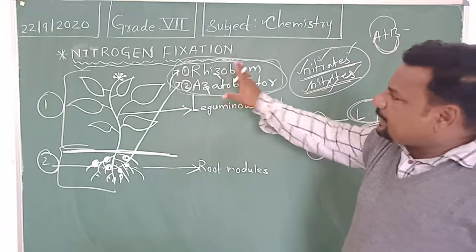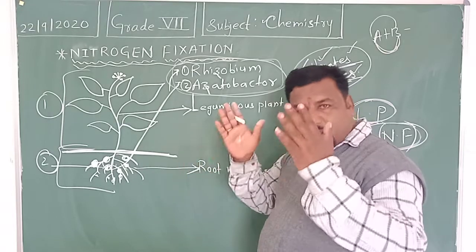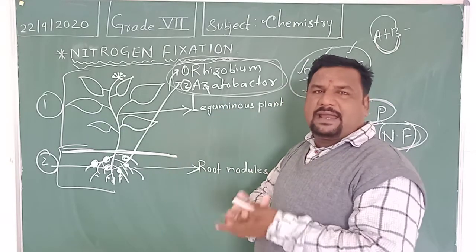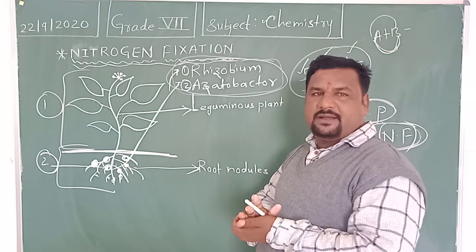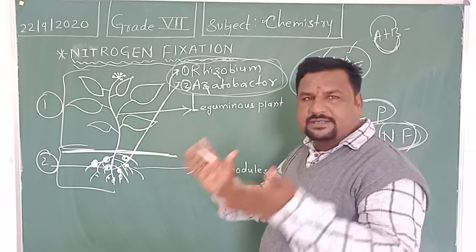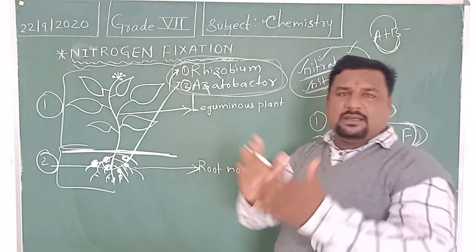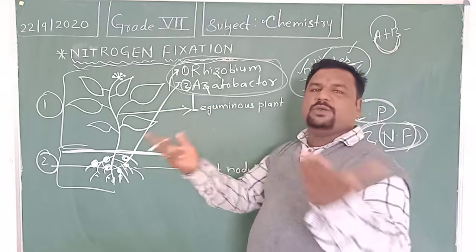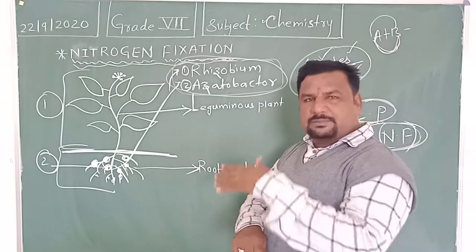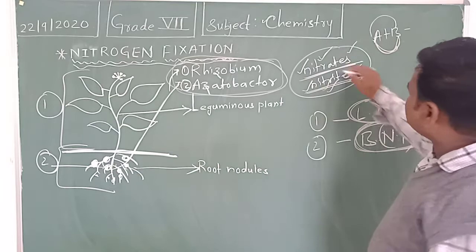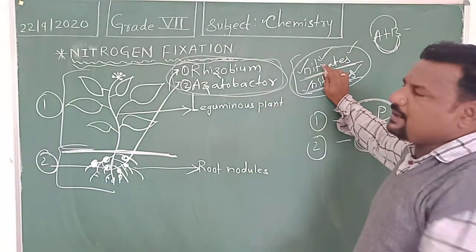So what is nitrogen fixation? I hope you are clear. The process of conversion of nitrogen into nitrates and nitrites by the nitrogen fixing bacteria is called nitrogen fixation. Why does nitrogen have to be converted? Because the free nitrogen present in the air cannot be utilized by plants or animals. Therefore, it has to be split further into its compounds such as nitrates and nitrites. So this is an example of nitrogen fixation.